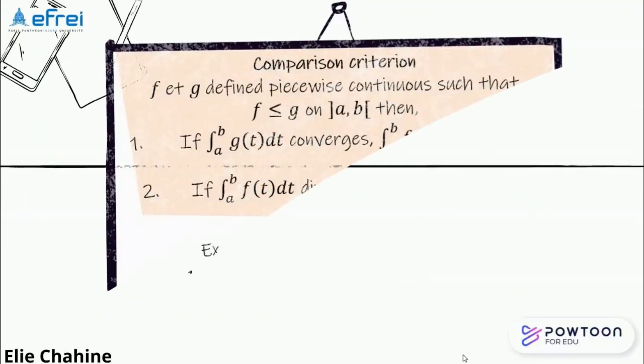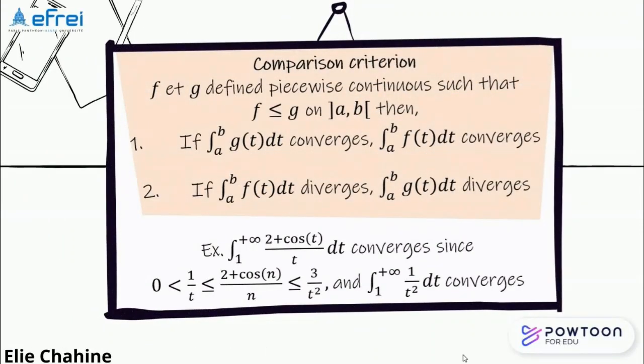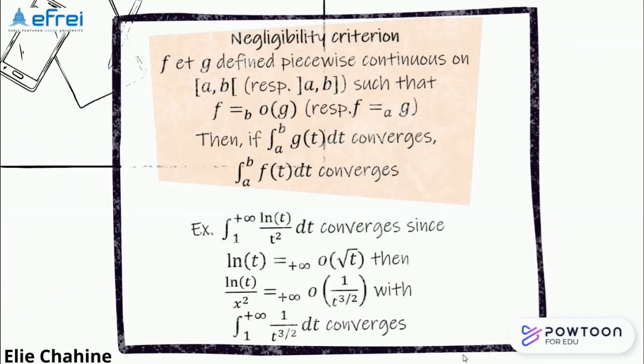Another criteria is the comparison criteria. If f is less or equal than another function g on ab, then if the integral of g converges, the integral of f converges. But if the integral of f diverges, then the integral of g diverges. Finally, we can also use the negligibility criteria. It says that if we have two functions f and g, say both not defined at b, but f is negligible with respect to g about b, then if the integral of g on ab is convergent, the integral of f on ab will also be convergent.